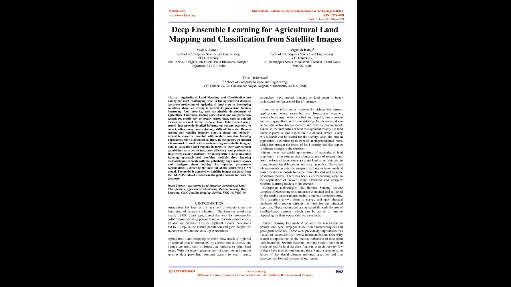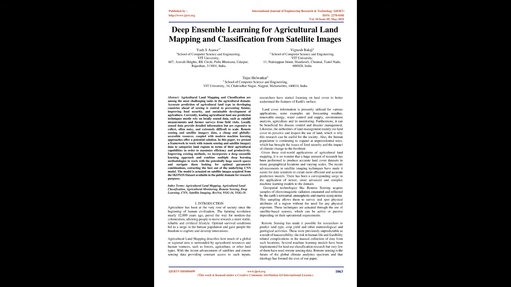Introduction. Agriculture has been at the very root of society since the beginning of human civilization. The farming revolution nearly 12,000 years ago paved the way for modern-day colonization, allowing people to move towards a more stable, reliable, and civilized lifestyle. Optimal survival conditions led to a surge in the human population and gave people the freedom to explore and develop innovations.